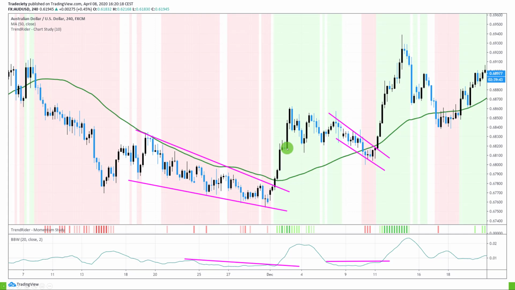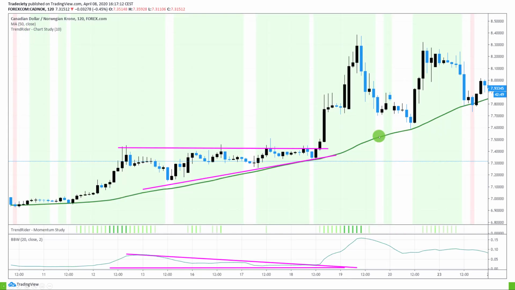In this example, after this uptrend, the market slowed down. We have a move into the moving average, retesting, so a pullback approach. Then on the breakout, you can see that the Bollinger Band width broke out into a new high. The trend rider gave you a green light, and the momentum accelerated to the upside again. This is a very, very common behavior.